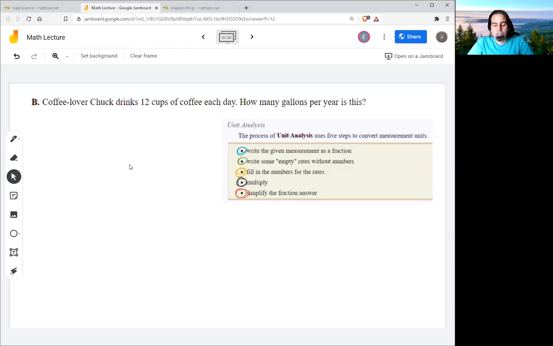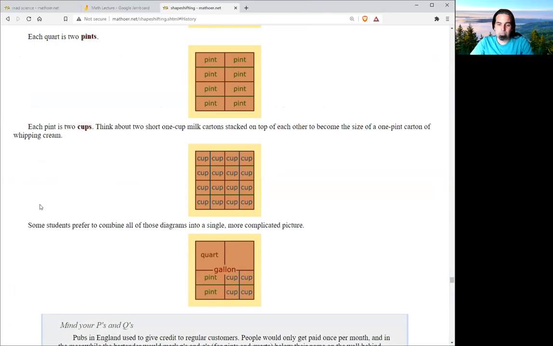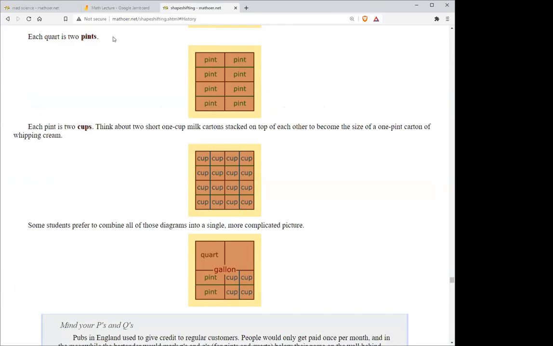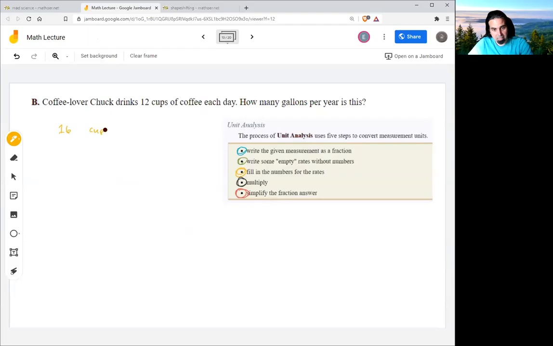Somebody drinks 12 cups of coffee a day. My goodness. How many gallons per year would that be? Let's collect our numbers at the top. That was a smart idea. Do I know how many cups are in a gallon? Sixteen. Okay, so 16 cups equals 1 gallon.